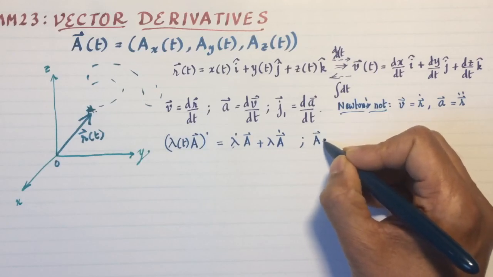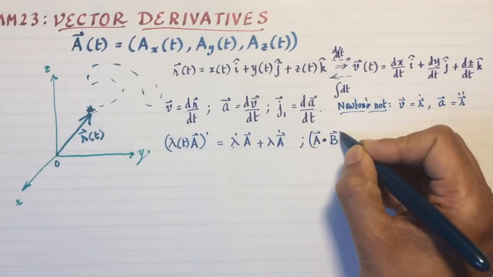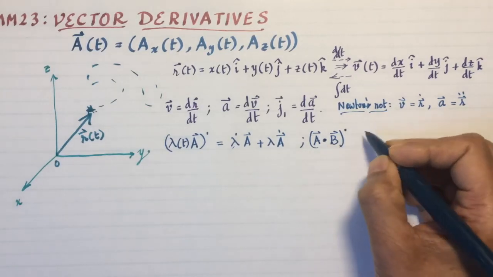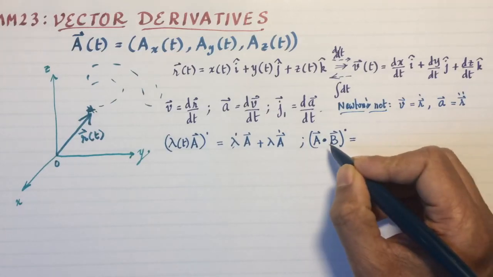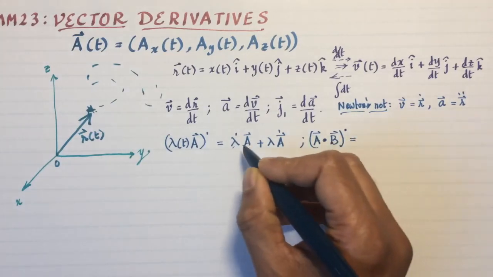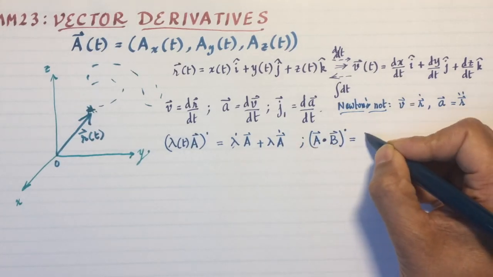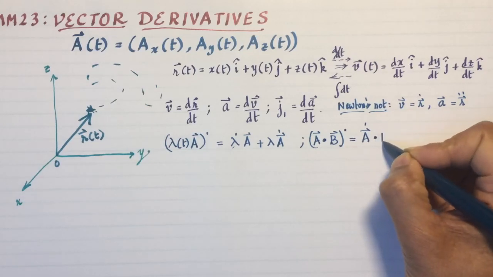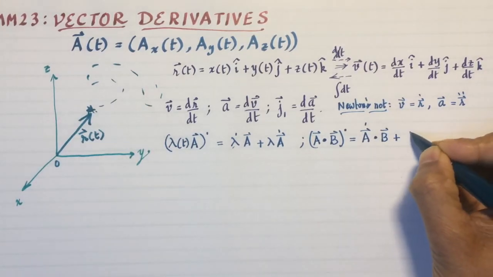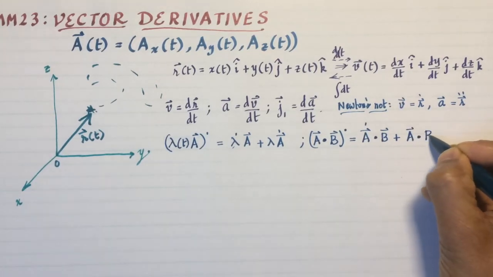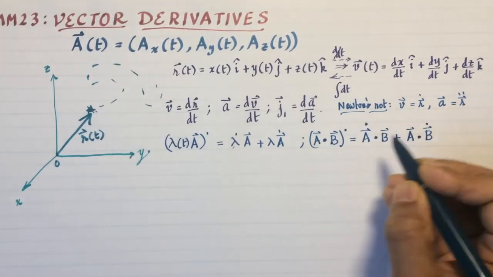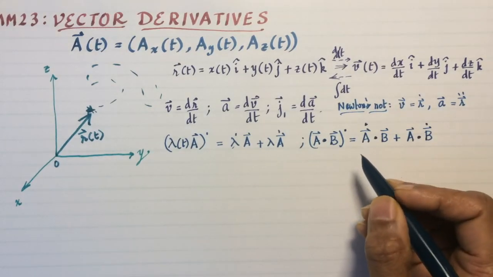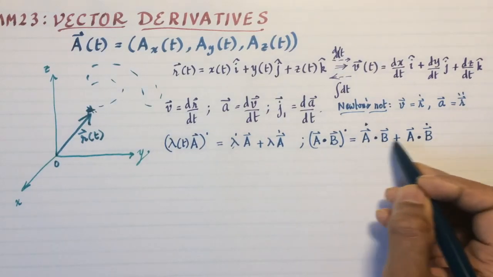If I have A dot B, now don't make the classic mistake of expanding out A dot B, because then you'll get a very complicated expression involving theta and so on. But the best way to do this is to apply Leibniz rule similar to that. So this is going to be A dot B plus A dot B dot. Get into the habit of not changing the order of the terms themselves. You can certainly keep the order the same.